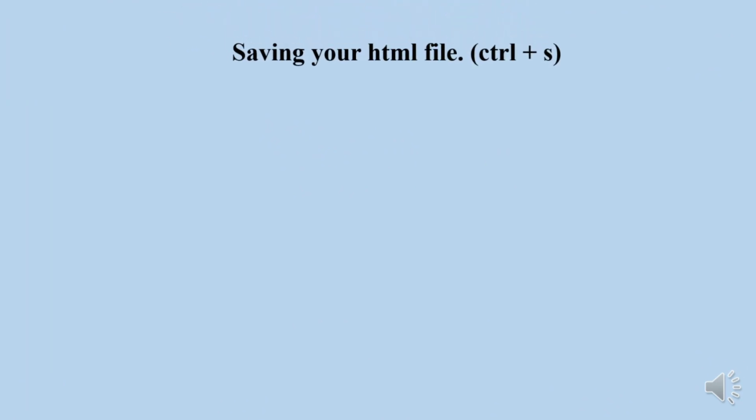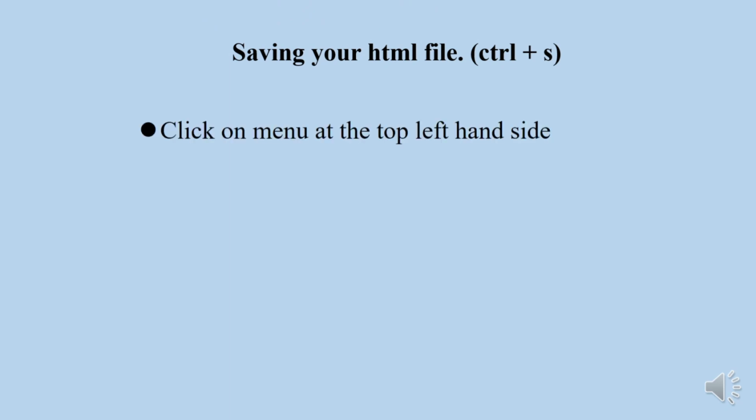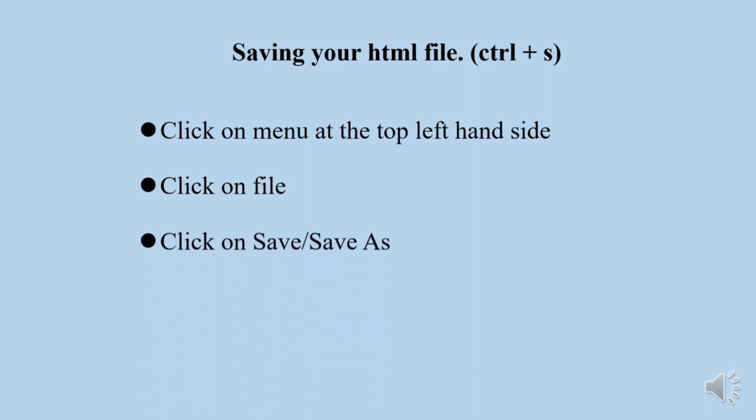Okay, so how do you save your document after editing it or after typing your code? This is how you save it. You click on the menu at the top left hand side, and then you click on File. When you click on File, you see what? Save or Save As.